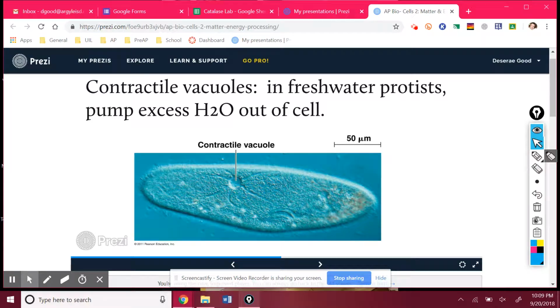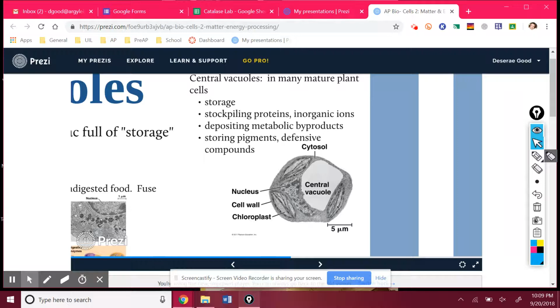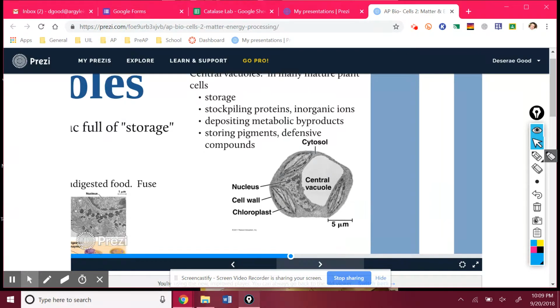So you actually see this contractile vacuole literally move in and move out, getting the water out of their cell and pushing it back to the surroundings. Plants have central vacuoles, really large compared to the rest of the cell. Why? Because, hello, a plant needs to hold on to a lot of water. Go figure that one. But it can also hold on to pigments and proteins and stuff like that.